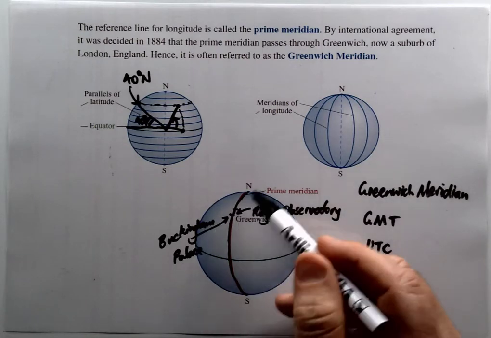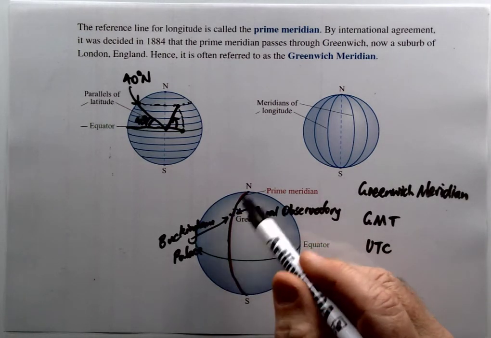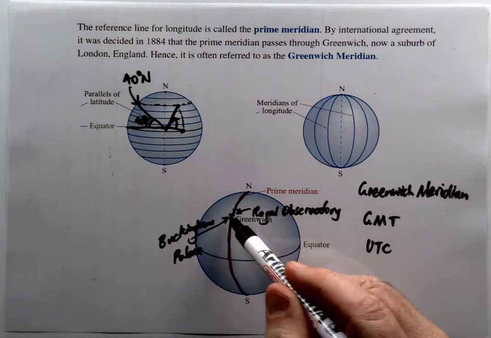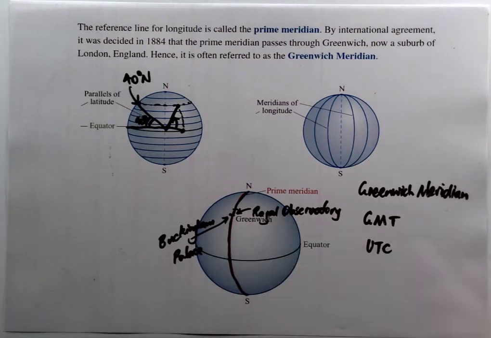Okay, so that's why that particular line, the Prime Meridian or the Greenwich Meridian, passes through Greenwich, not through London itself. Greenwich is only about 10 kilometres down the river from the centre of London. That's why it's called the Greenwich Meridian.